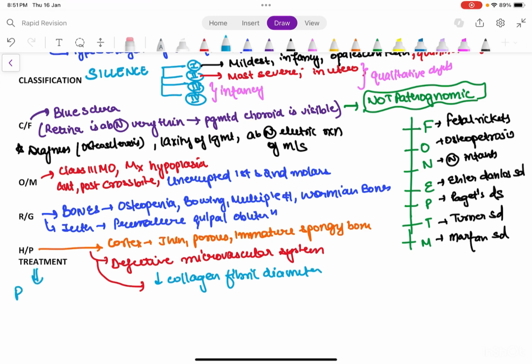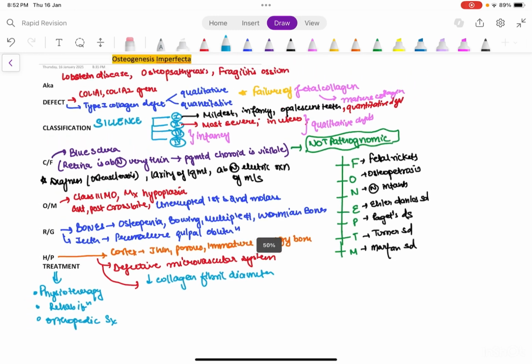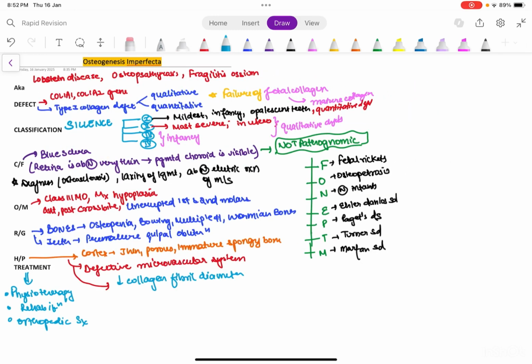Now in treatment, basically the prognosis is poor though, but if it is type 1, 3 and 4, then physiotherapy, rehabilitation and orthopedic surgery. So these are the important points that you should know for osteogenesis imperfecta, and I hope I made it easier for you to understand.